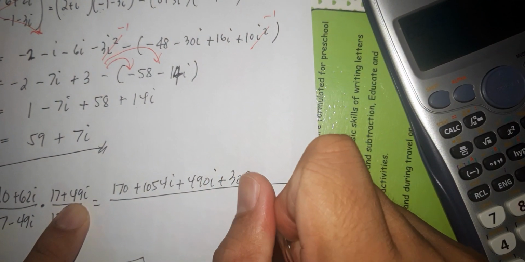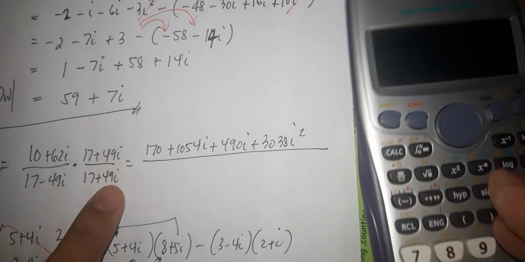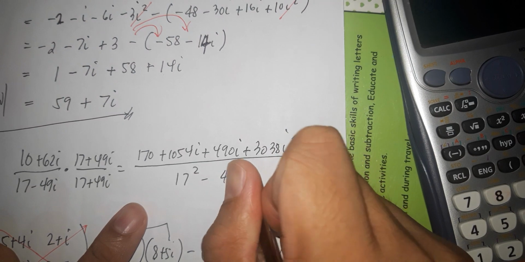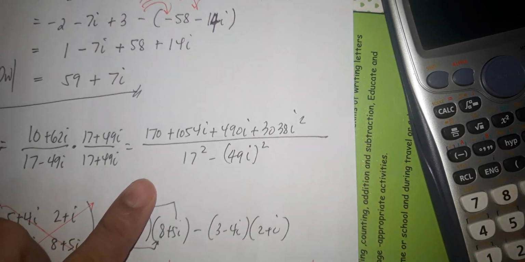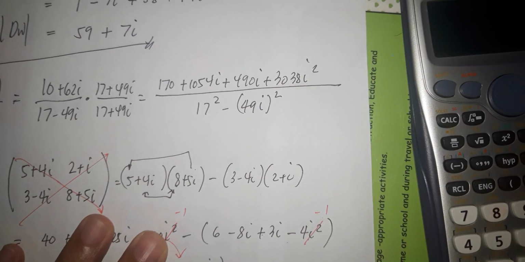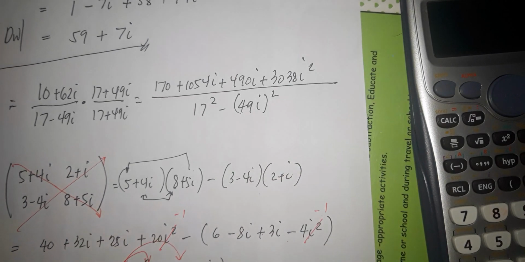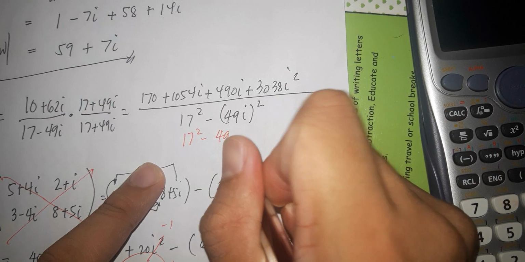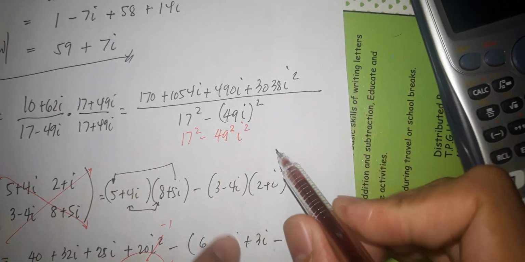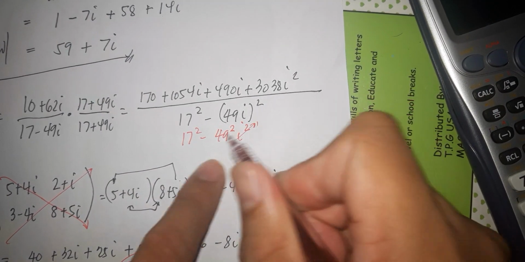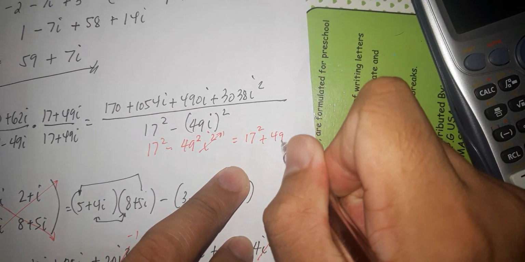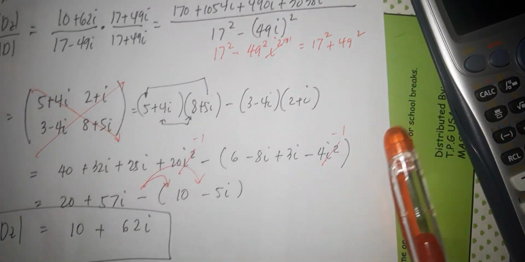So that's 3038i squared. And then this one is 17 squared minus 49i raised to the second power, which is 17 squared minus 49 squared i squared. But i squared is negative 1, preceded by a negative, so it becomes 17 squared plus 49 squared. That will be our denominator.